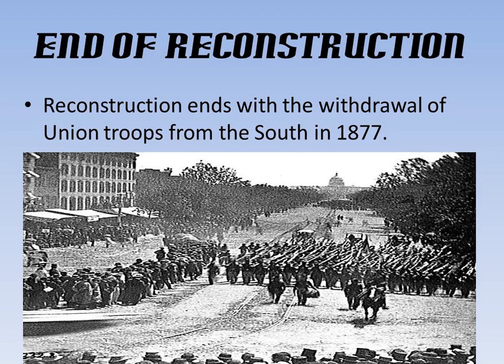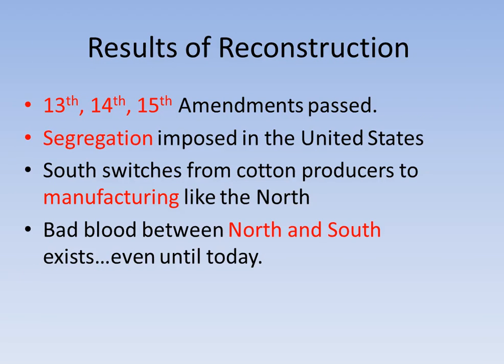Now, almost done. Reconstruction will end with the withdrawal of the Union troops from the South in 1877. Union troops were used throughout Reconstruction to keep everyone in check and to provide support. But by 1877, the Union is done with Reconstruction. Effectively, it feels like they've done all they can, or all that they're willing to do, and withdraw from the South. So that marks the end of Reconstruction.